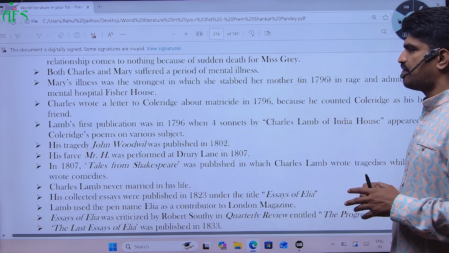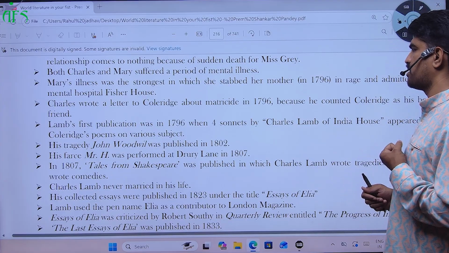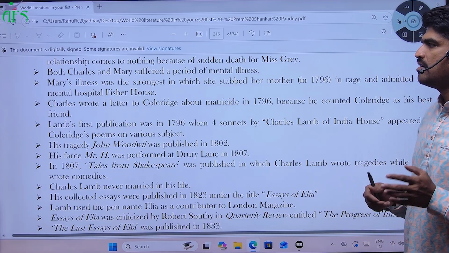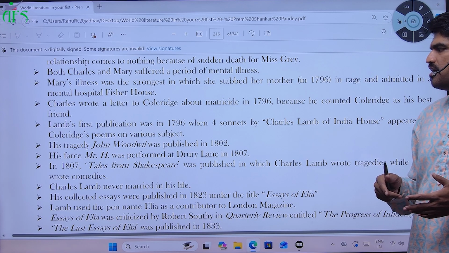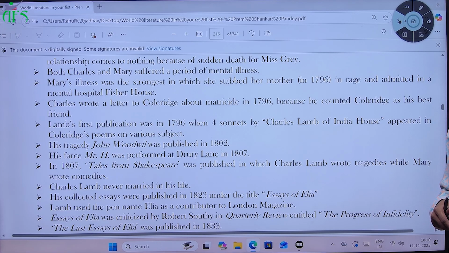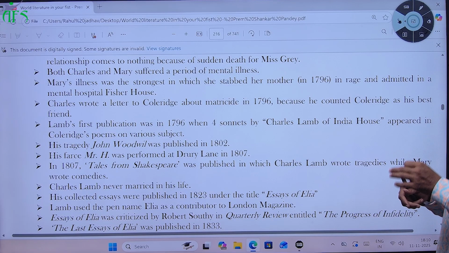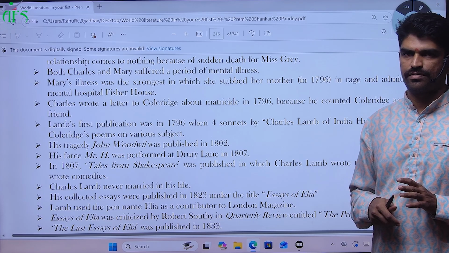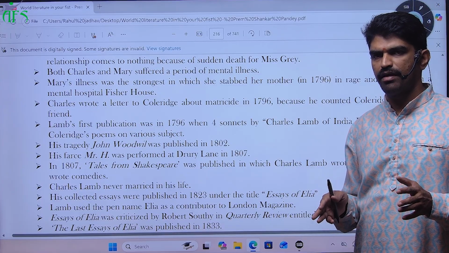Both Charles and Mary suffered a period of mental illness. Mary's illness was the strongest, in which she stabbed her mother in a rage and was admitted to a mental hospital, that is Fisher House. Charles wrote a letter to Coleridge about matricide in 1796 when his mother was killed. His mother got killed by mistake by his sister. So he wrote a letter considering Coleridge as his best friend. And so the first publication was in 1796 when four sonnets by Charles Lamb of India House appeared in Coleridge's Poems on Various Subjects. So, as we say, Coleridge and Wordsworth then were the most celebrated people. They had got a lot of fame.